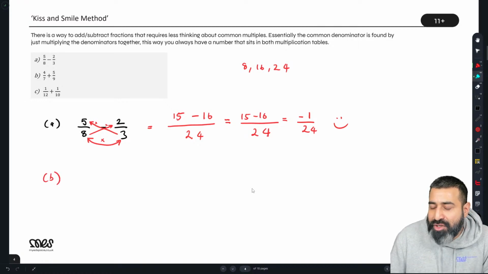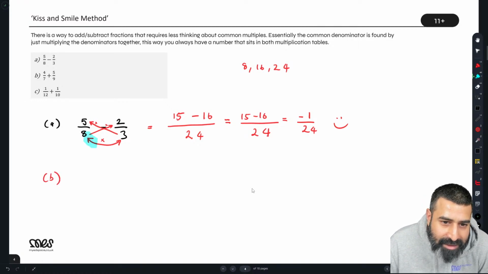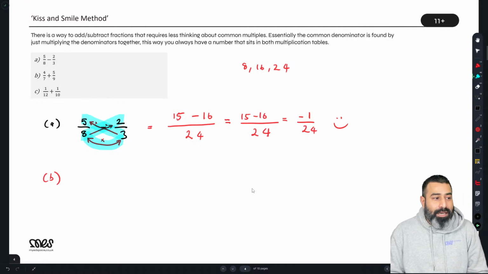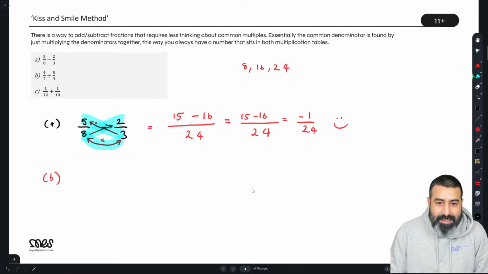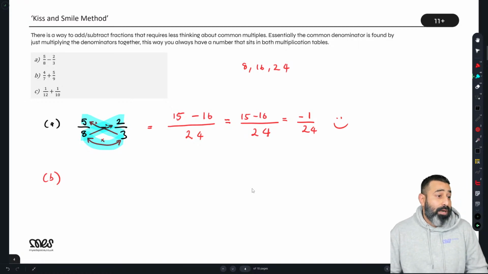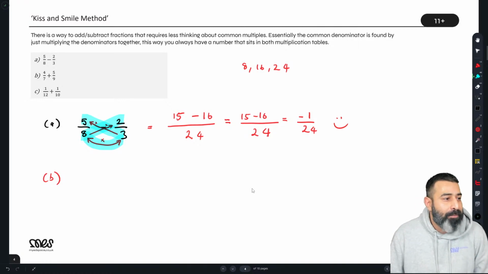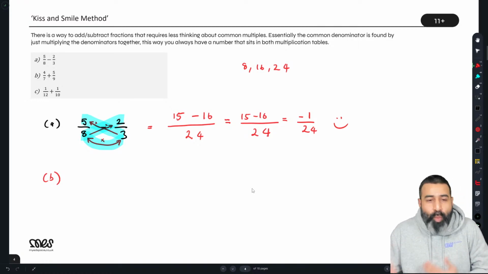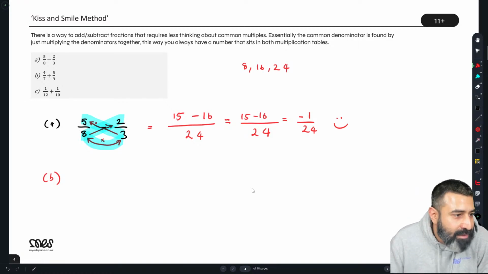Now, I'll show you what's happening. Look, this is a smile. These guys, when we cross multiply, that looks a bit like a kiss. So these guys are kissing when we cross multiply. And then at the bottom, we say that is a smile. That's why it's a kiss and smile. Okay. Cool. This way we don't have to worry too much about knowing our multiplication tables and looking for common multiples. Okay. So let's have a look at B.